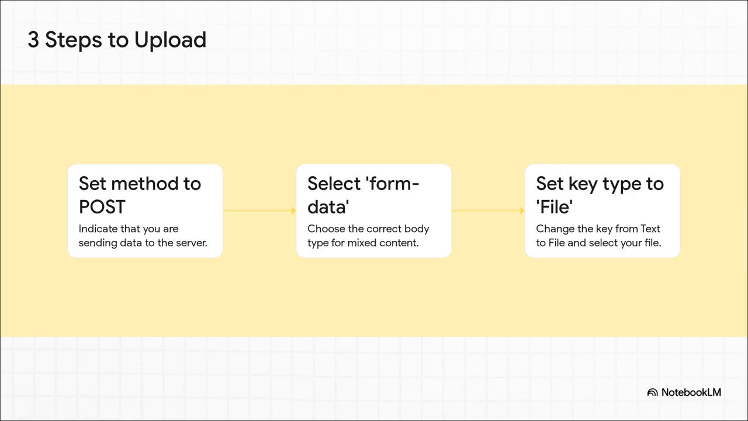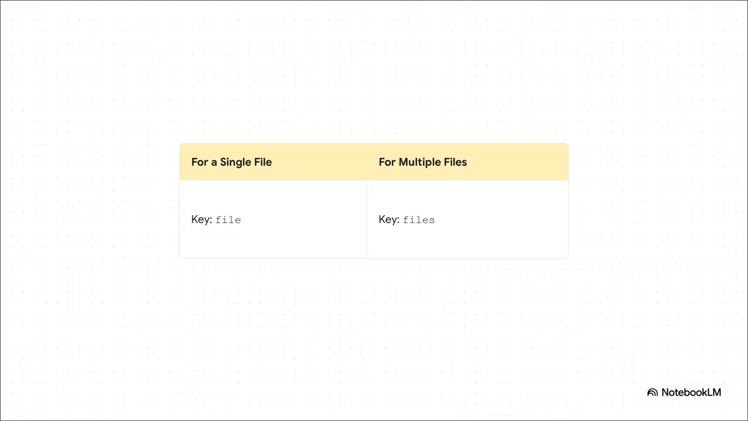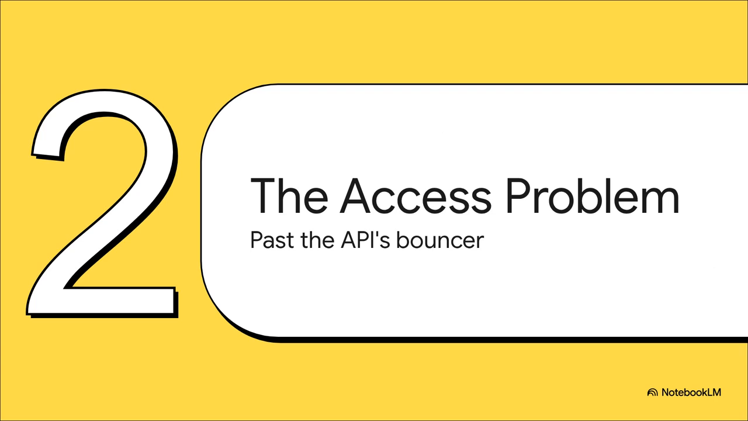Simple as that. Now pay attention, because this next bit is a tiny detail that causes so much frustration. Your API's documentation is going to tell you exactly what key name to use. And a lot of the time, it's a super subtle difference, like using the word file for one upload, but files with an S for multiple. Getting this one word right can be the difference between everything working perfectly and you pulling your hair out over an error message.